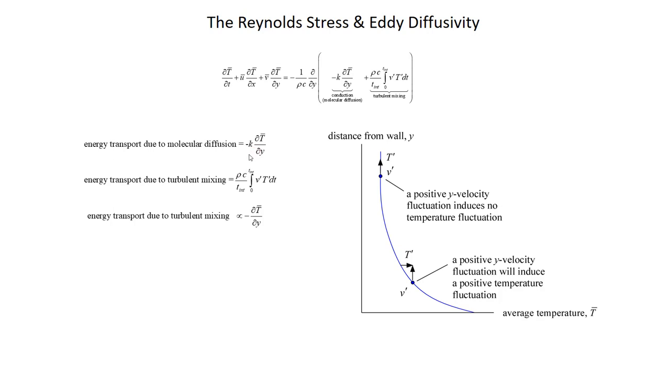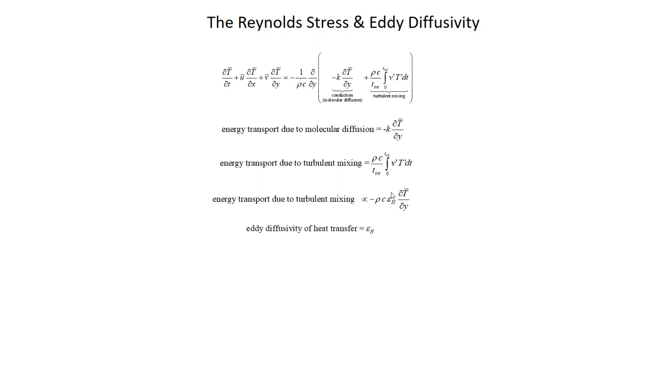So again, we have here a molecular conductivity. What we're going to do is have a turbulent conductivity, and we're going to express that turbulent conductivity as rho times C. So this is the density and the specific heat capacity of the fluid multiplied by the eddy diffusivity of heat transfer, epsilon sub h. So we have the eddy diffusivity of momentum. That helps us define a turbulent viscosity. We have an eddy diffusivity of heat transfer. That helps us define a turbulent conductivity, right? So that's what this is right here.